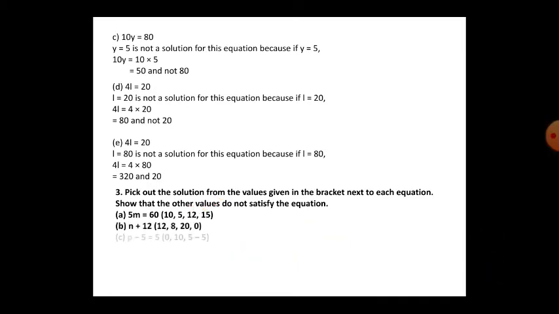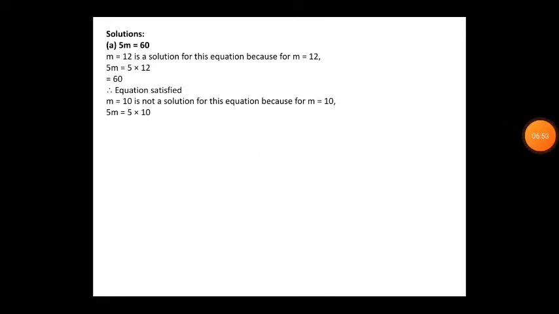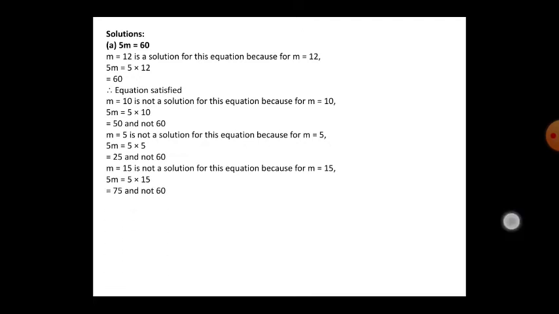So like that you have to do it. Here now see the solution. 5m equals 60, so m equals 12. If you apply, you will get 5 into 12 is 60, so the equation satisfies. m equals 10, if you apply, it does not satisfy. Like that, m equals 5 also does not satisfy. Now m equals 15 also does not satisfy, because 5 15s are 75. The answer is 60, but it does not satisfy. Only m equals 12 satisfies.